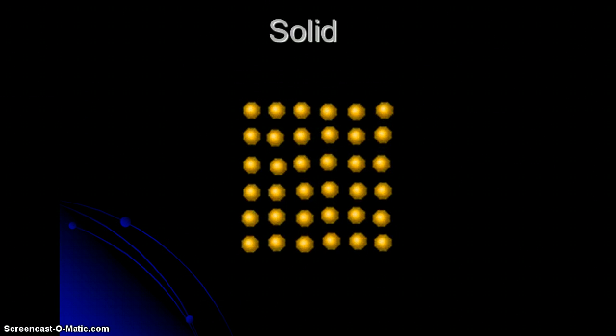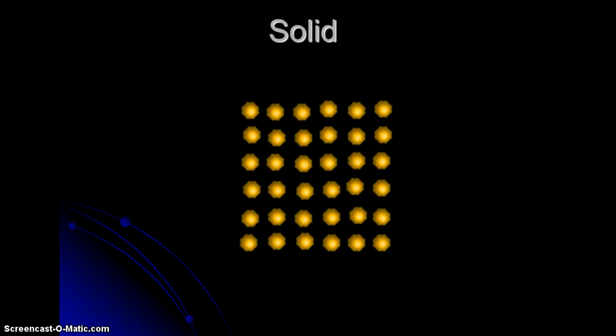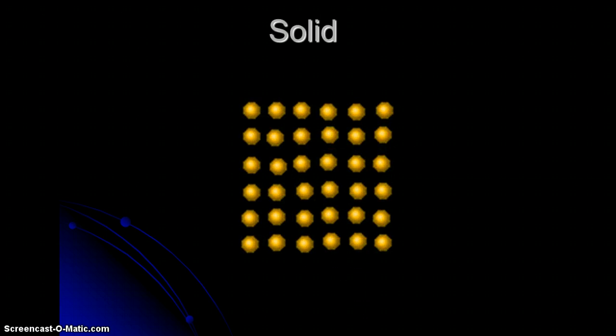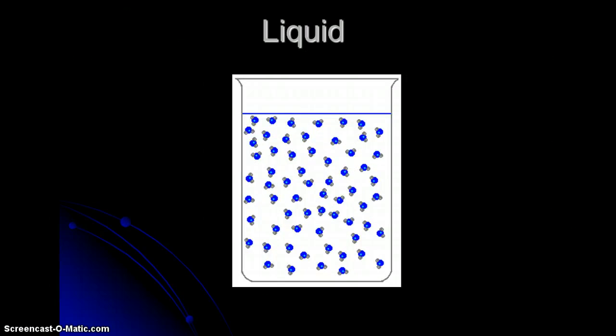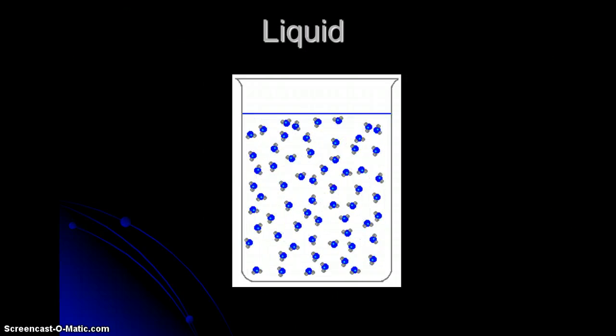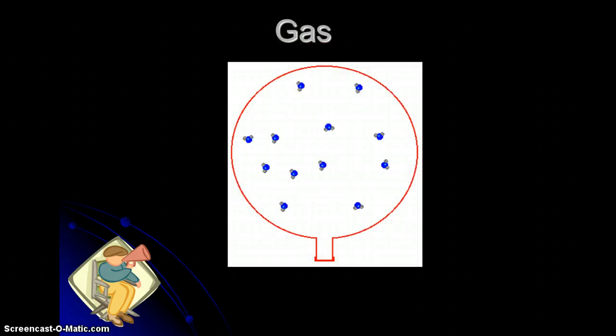This was an animation about how a solid could move and how things vibrate in place. This was an animation of a liquid where they're freely flowing past each other. And then this animation was for gas and how it spreads out and takes the shape of the container that it's in.